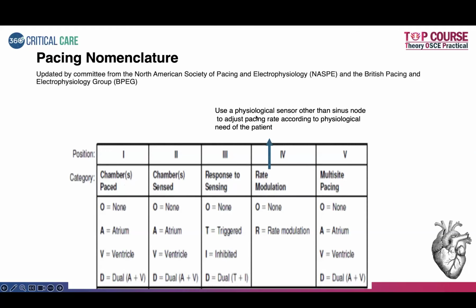That is, it uses a physiological sensor rather than the sinus node to adjust pacing rate according to the physiological needs of the patient. That is, if the patient is in exercise mode, or there is any kind of underlying insult or event like infection, the pacemaker tries to adjust according to the patient's physiology. And multi-site pacing, though it is not commonly used, is also one of the things that can be kept. Usually it can be kept as anti-tachycardia or resynchronization. That is more commonly placed for implantable cardioverter defibrillators.